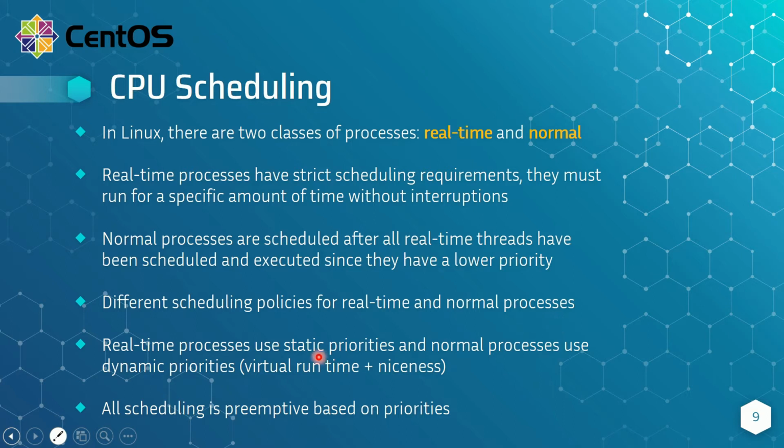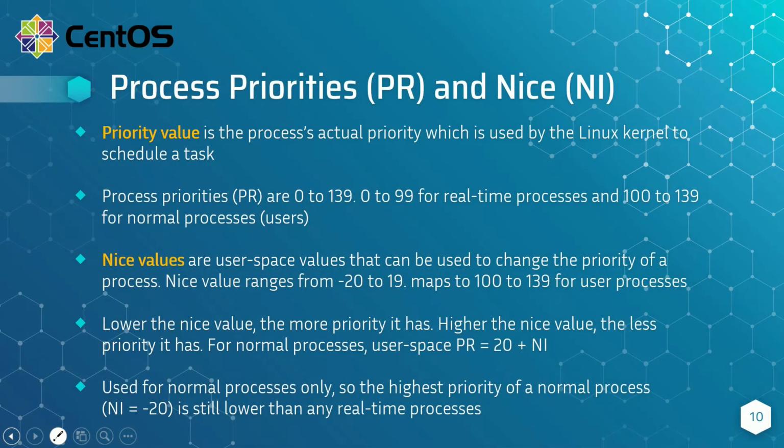Different scheduling policies exist for both real-time and normal processes, so we'll have a look at both of these today. Real-time processes use static priorities, while normal processes use dynamic priorities. So this is done through virtual runtime and something called niceness values, which we'll also discuss today. All scheduling is preemptive based on priorities. So we'll talk about what process priorities are and what niceness values are.